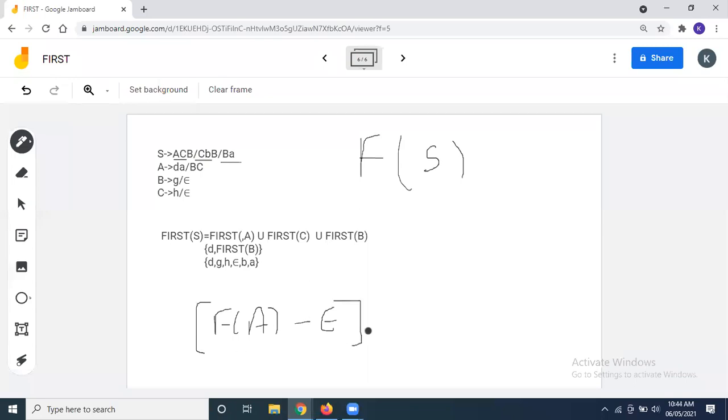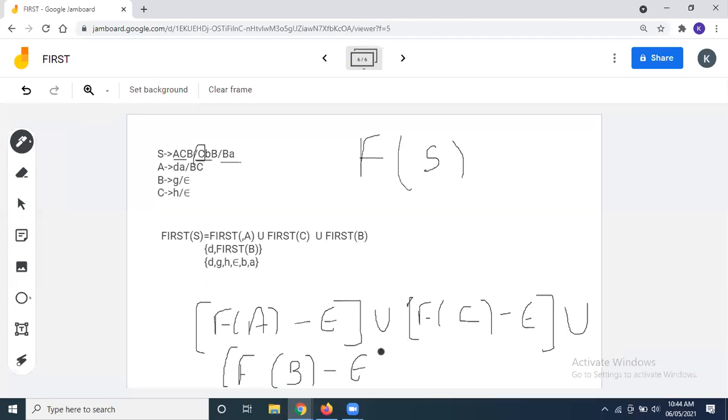With this, the next we have is C. It is a non-terminal symbol. So here you have to find first of C, first of C minus epsilon. If it has epsilon, don't include that epsilon there. With this, in the next production, what do we have? It is the non-terminal symbol B. So it is first of B. Even if it has epsilon, I want to remove epsilon from that. So till here it is clear.